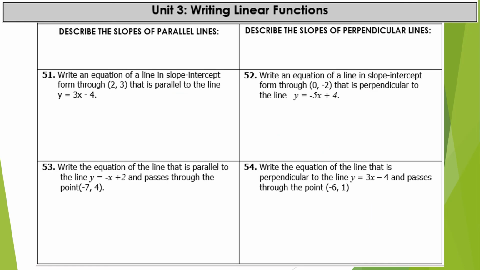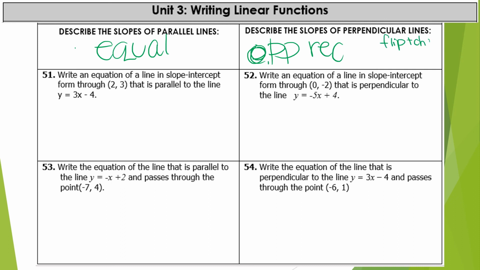Remember that slopes of parallel lines are the same. They are equal, they are congruent. The slopes of perpendicular lines are opposite reciprocals. Another generic way to think of it is flip and change. That's the non-mathematical way, that's the shortcut way to remember what to do.